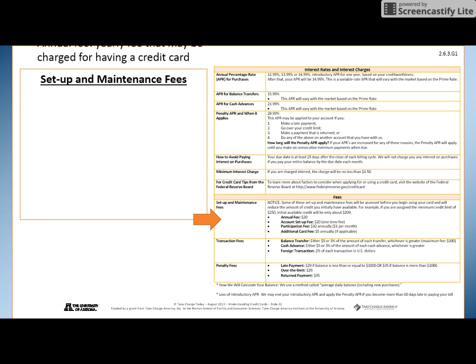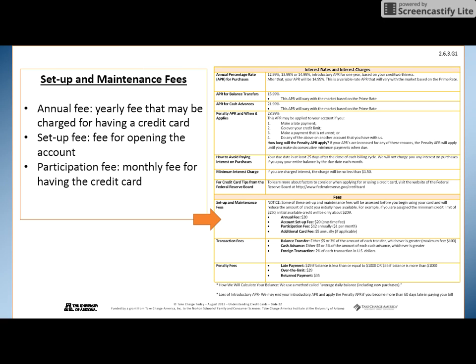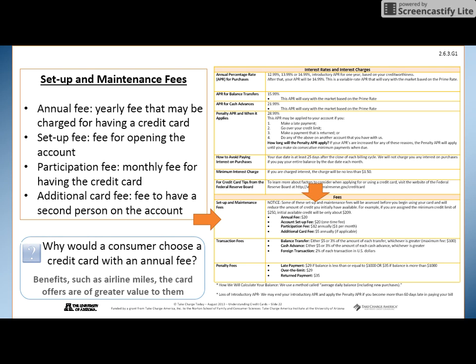Next, we have fees, setup and maintenance fees. We have an annual fee. Sometimes this doesn't necessarily happen. This is a yearly fee that may be charged for having a credit card. Setup fee is a fee for opening the account. Participation fee is a monthly fee for having the credit card. An additional card fee is a fee to have a second person on the card. So why would a consumer choose a credit card with an annual fee? Because they might get better benefits.